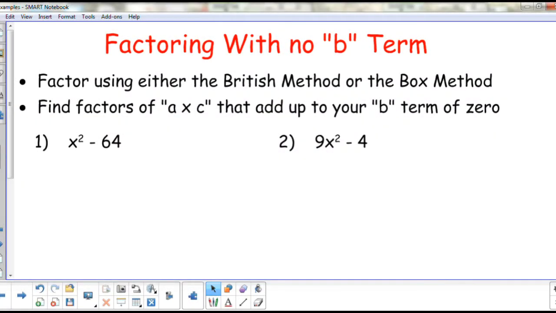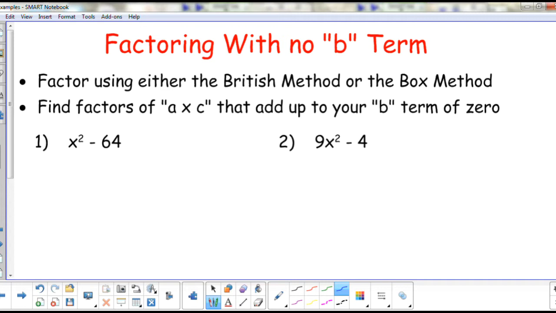When factoring with no b term, we can factor using either the British method or the box method. But when I want to find factors of my a times c that add up to my b, that b term is going to add up to 0. So in number 1, I have x squared subtract 64. So I'm going to first start by doing this with the British method.